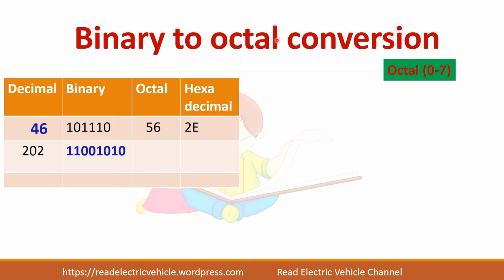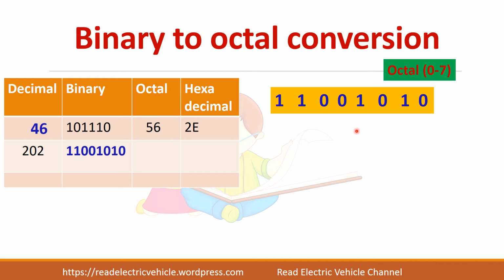Next we will find the equivalent octal value for the given binary number. So octal and hexadecimal conversion from binary is very easy. So you have this binary number. For octal, the base of octal number is 8. It means that maximum it can have only 3 bits, 1, 1, 1. So let us take this binary number and combine 3 bits together. Always start from LSB position.